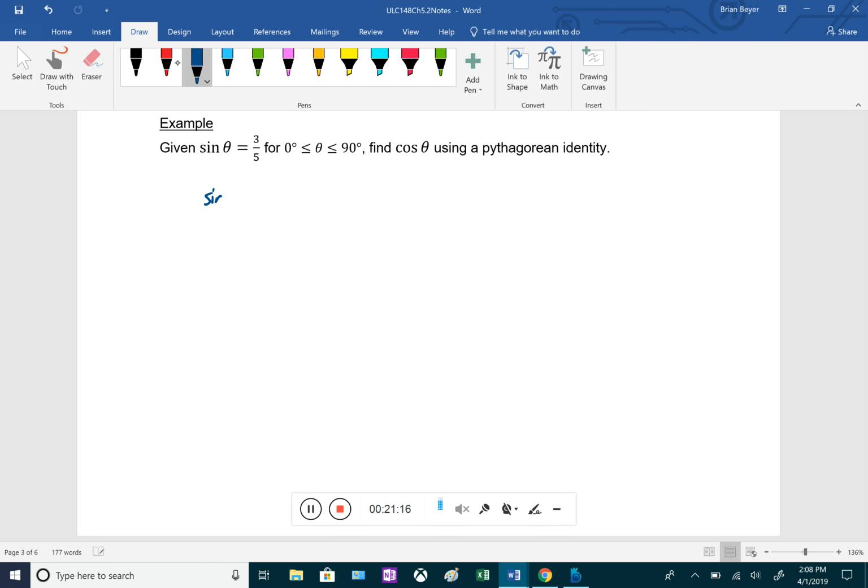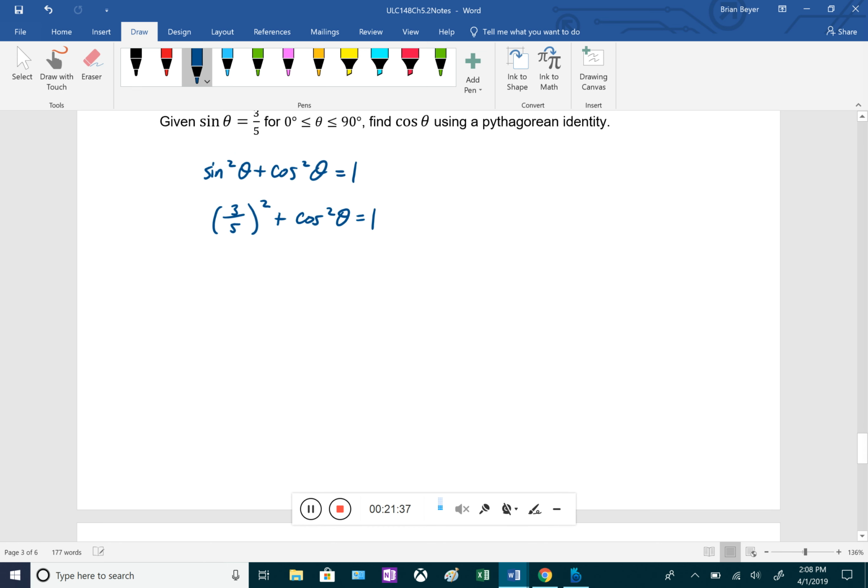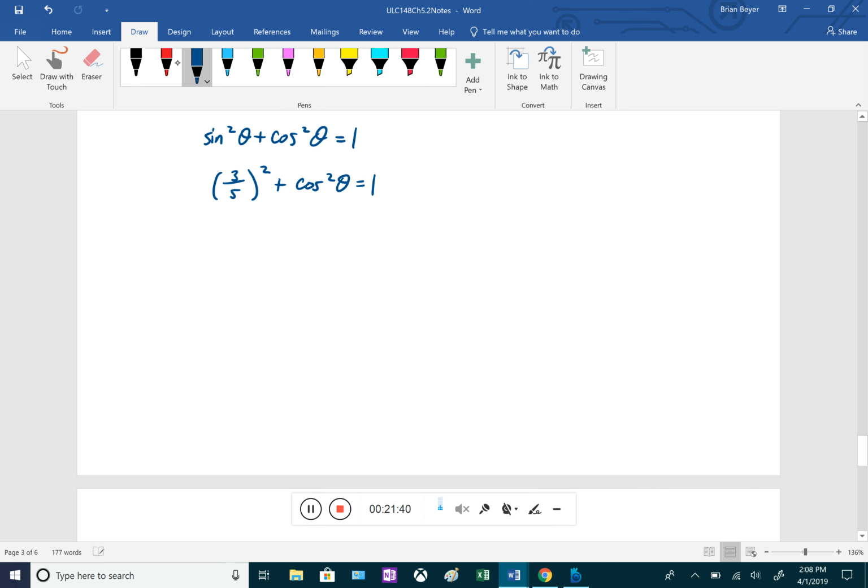So we want to use sine squared theta plus cosine squared theta equals 1. We know that sine theta equals 3/5. So this is going to be 3/5 squared plus cosine squared equals 1. We need to solve this for cosine squared theta, and then square root both sides. So this is going to be 9 over 25 when we square the numerator and denominator.